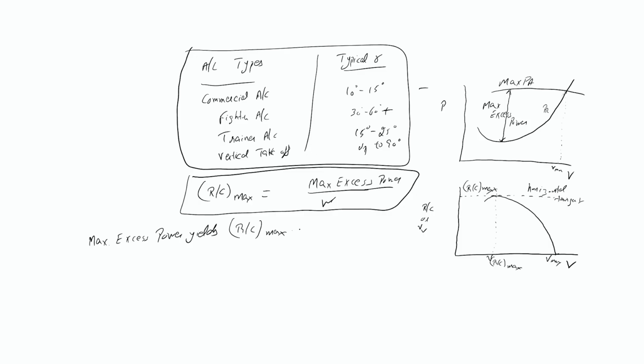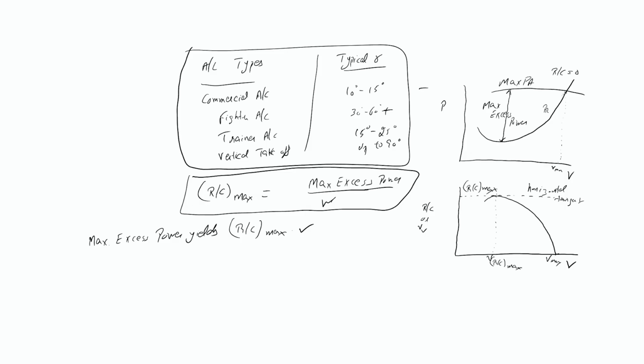As mentioned earlier, the power available and power required curves intersect at maximum velocity, which is this one, for a steady level flight. So no excess power exists at V max. At this point we have R by C equal to 0. That means the aircraft cannot climb beyond this point at V maximum.